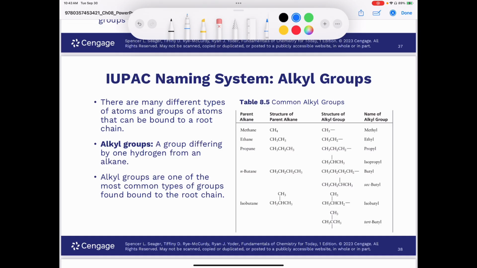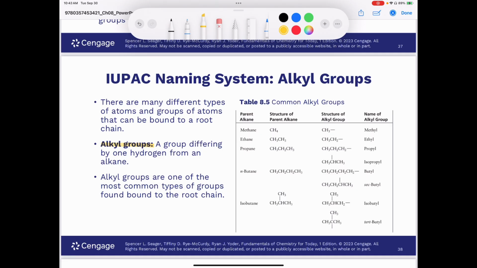Now, when it comes to the different types of groups that can come off of the longest chain, there are many types of different atoms or groups that can be bound to the root chain. But one of the first ones you have to learn are the different alkyl groups. And an alkyl group is a group different by one hydrogen from an alkane. Alkyl groups are one of the most commonly found types of groups that are bound to the root chain.